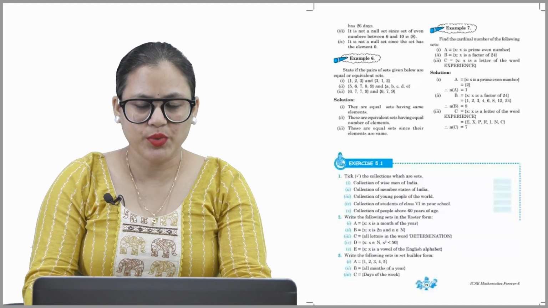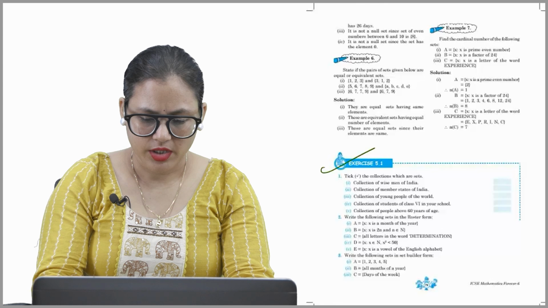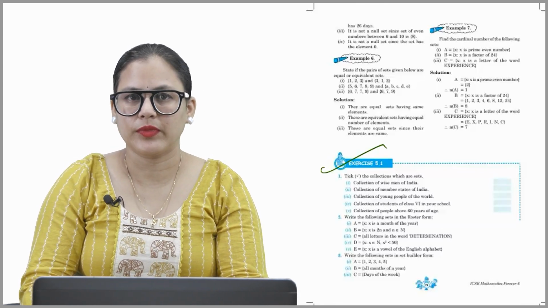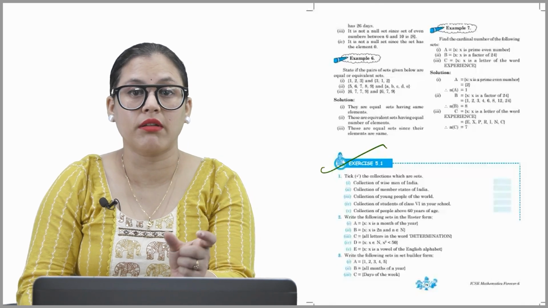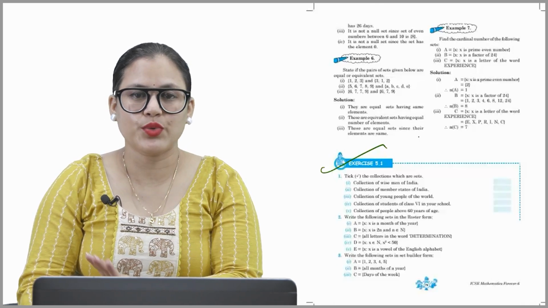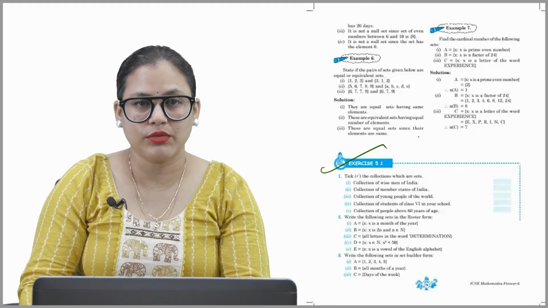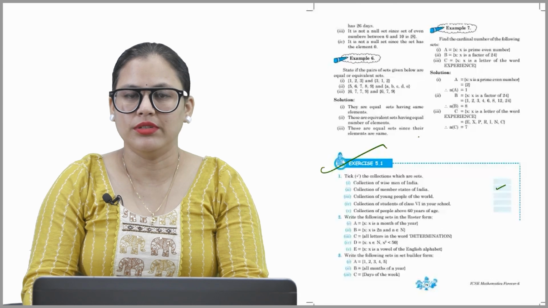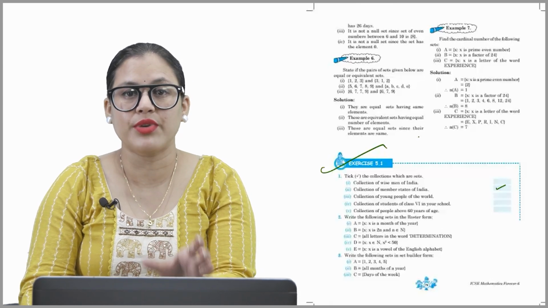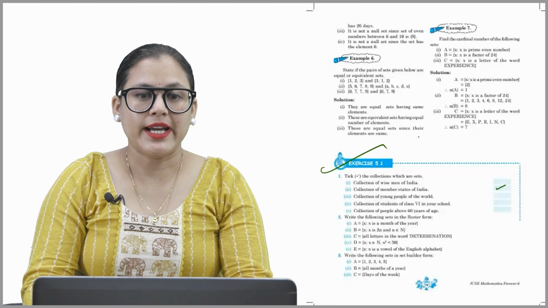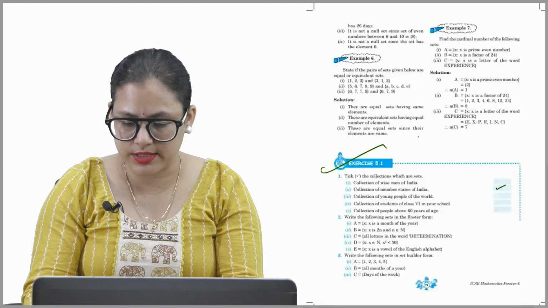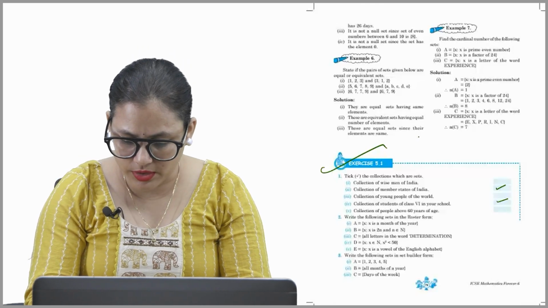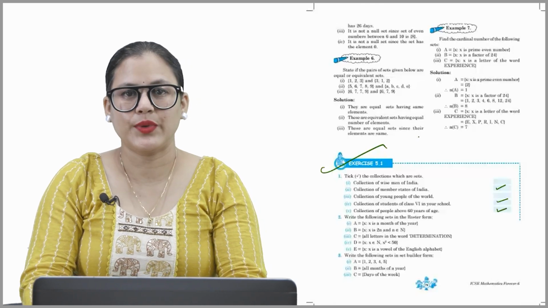Let's do exercise 5.1. Take the collections which are sets. Collection of wise men of India. Is it a set? No, it's not a set because wise is a relative term. Collection of member states of India. Of course, this is a set. Collection of young people of the world. Young people, this term is a relative term, so it is not a set. Collection of students of class 6 in your school. This is a set. Collection of people above 60 years of age. Of course, this is also a set. Right, student?